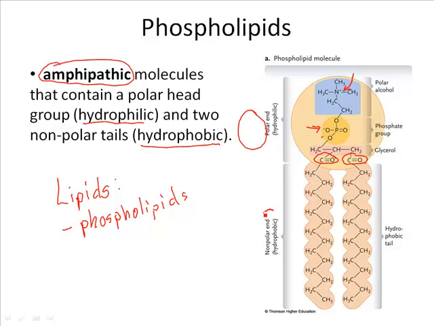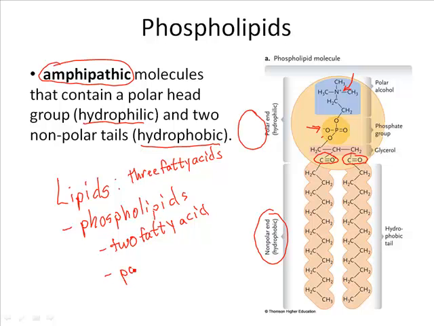Now let's look at the non-polar end of a phospholipid. Now if you recall, a triglyceride, a lipid, a fat, has 3 fatty acids. If you go back and look in your textbook, a phospholipid is a modified lipid that contains only 2 fatty acids. That third fatty acid was replaced by this polar head group.